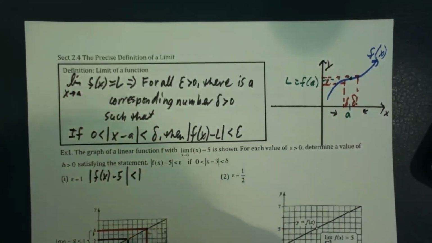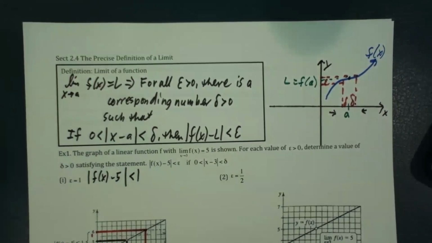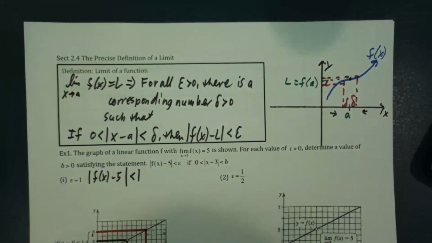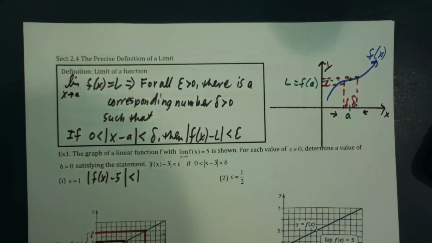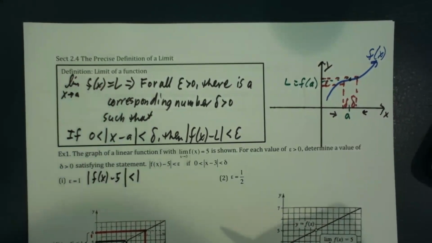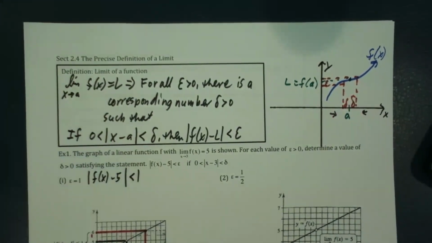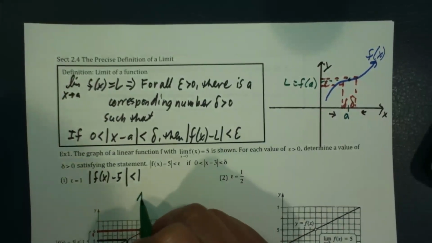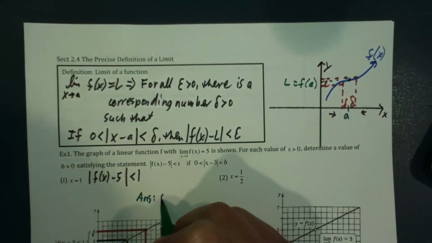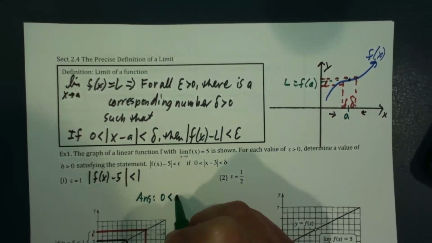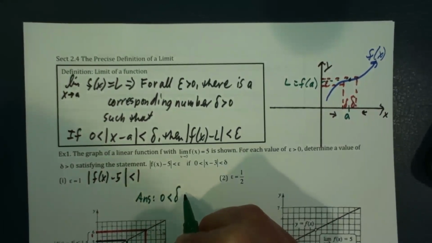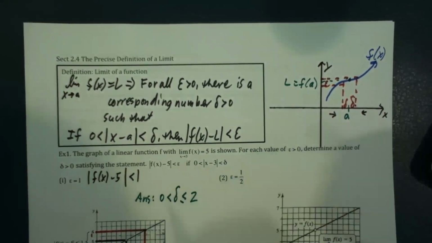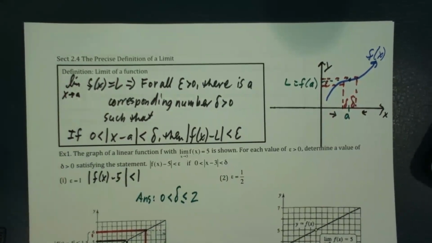I went a little too far there. I should have gone just to the line here. All right, so this is giving us a total distance in the x direction. Do you see from 3 to 5, that's going to be a 2? And from 1 to 3, that's also a 2. Well, that tells us that our answer is that delta should be between 0 and 2 because of this here.